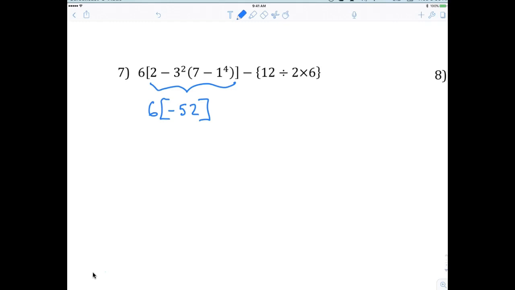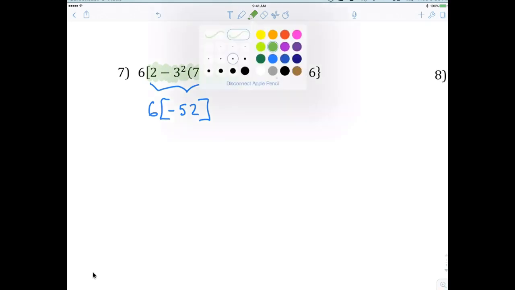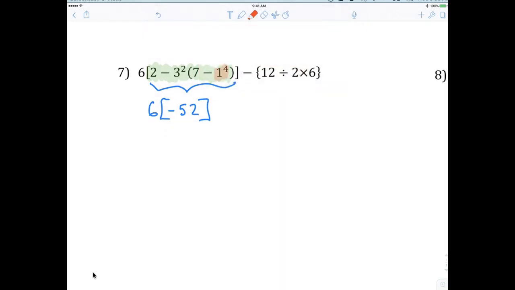Anybody have any issues so far? I don't get it. How come you do 6 times 2? Because I'm doing what's inside the parentheses first. But then you multiply 9 times 6. All of this is inside the big parentheses, so I did everything inside first. Because there's double parentheses, I have to do what's inside this parentheses first. So what's the question? You good or not? Okay.